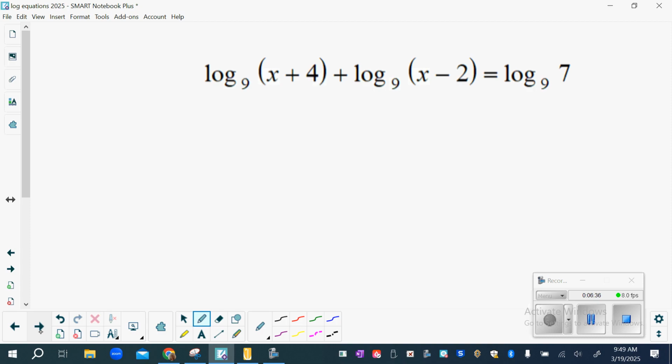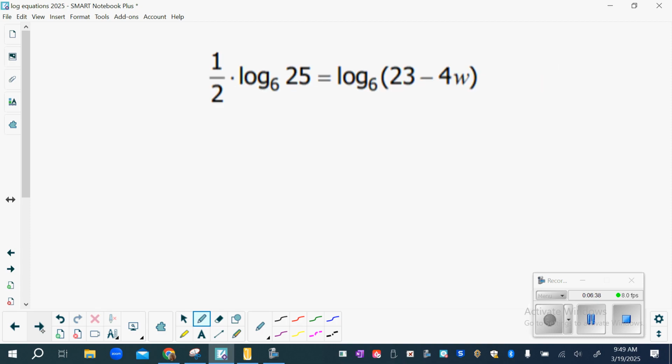Let's get a little bit weirder. How about, look at that. That is a log equals log problem. It's awesome. But I got this little 1/2 here. Could you guys do me a favor? Could you put him where he belongs up here?